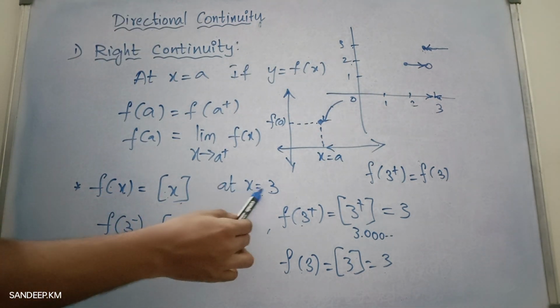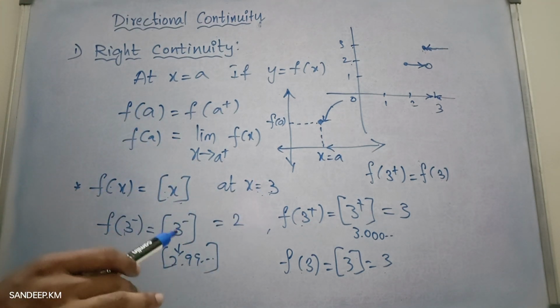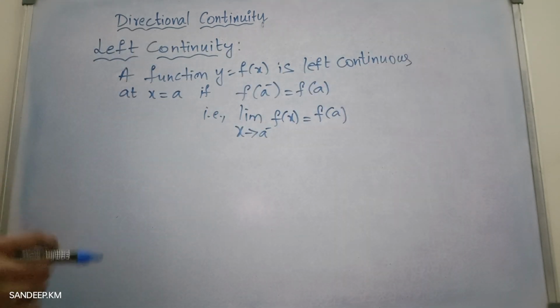When x is equal to any integer, step x is only right continuous. It is not left continuous. Okay? So I hope you understood this. Okay, let us go with the left continuity now. Let us discuss left continuity.